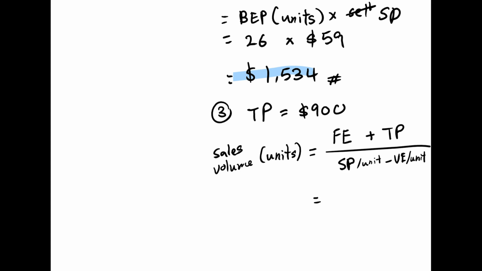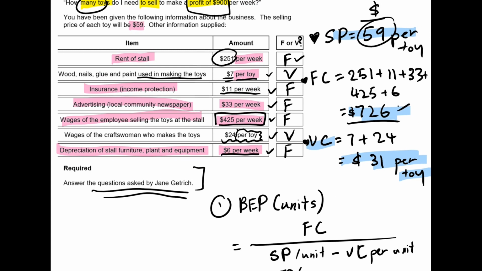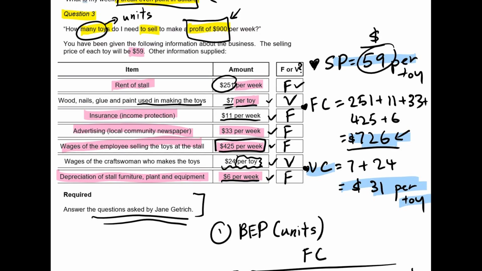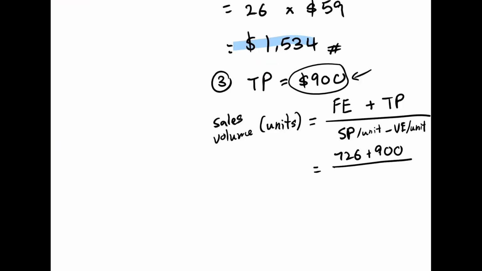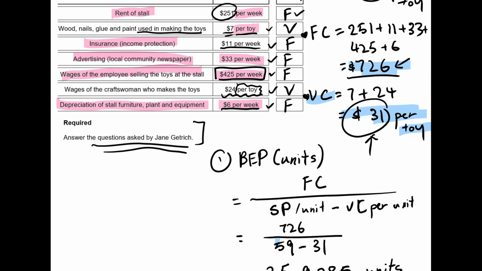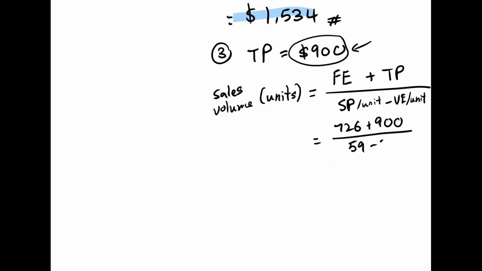So your fixed expense is 726. Target profit is 900. Selling price is $59 and your variable expense or variable cost is $31. So you will get 726 plus 900 divided by 59 minus 31. You would get 58.0714, which is approximately the same thing for sales volume.